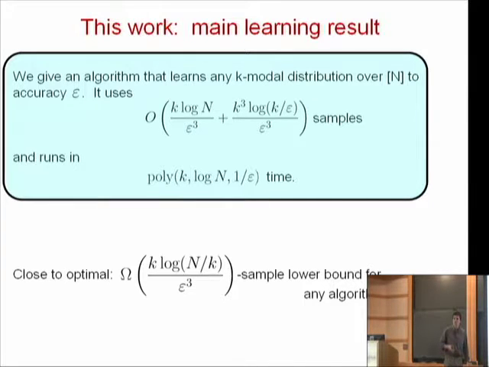Yeah, so if we think of k as being significantly smaller than n, I guess if k is less than cube root log n or something, then our sample complexity is optimal up to constant factors. And as long as k is not too large, we're not doing too badly in terms of the number of samples.